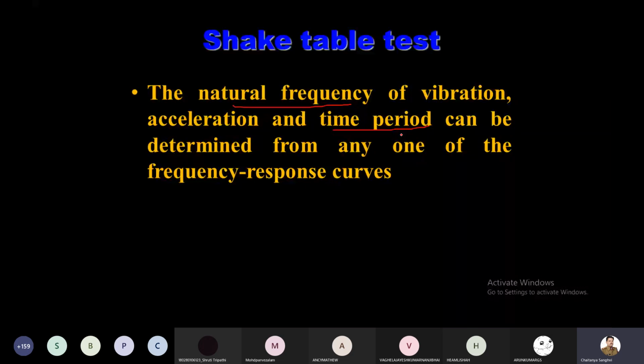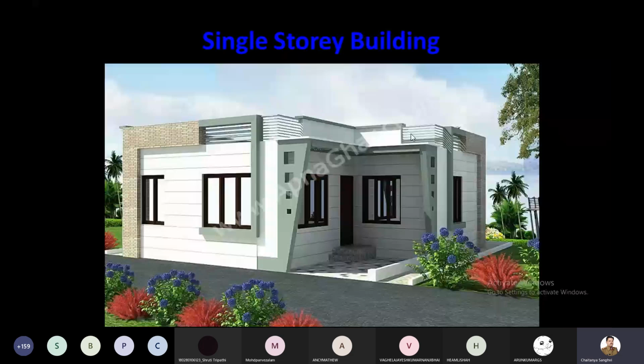For example, this is a single story building, right? Single story building means we have a single slab. So at this level we have a slab, right? A heavy mass is located at this particular level, and it is supported on the walls and the columns, right? Supported on the walls and columns. It means this is a heavy mass, and this heavy mass is supported on the column.